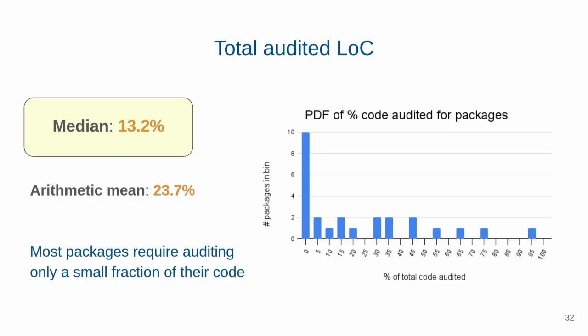And this is what we can see here in the full distribution: the number of total code that we have to audit, and the number of packages that this number corresponds to. And these results are also very consistent with our ecosystem analysis.